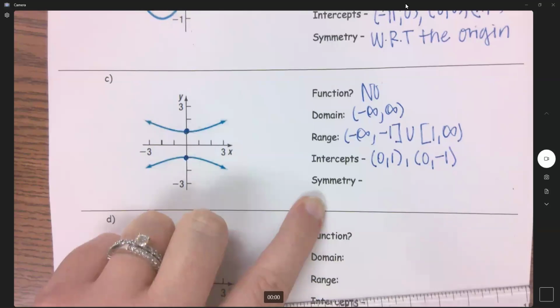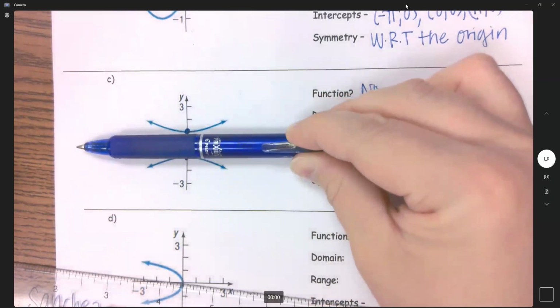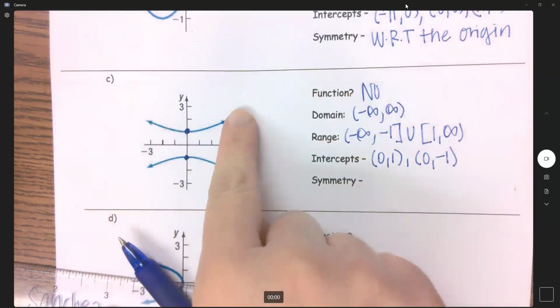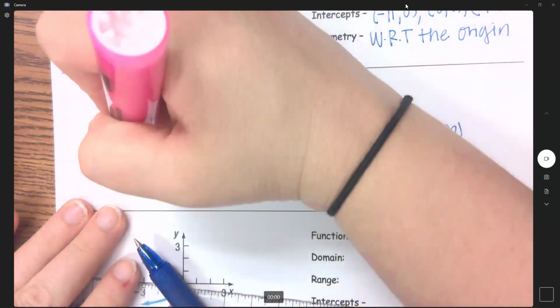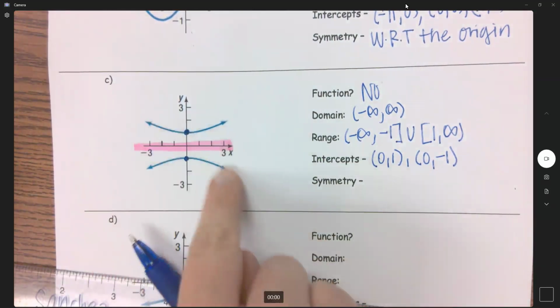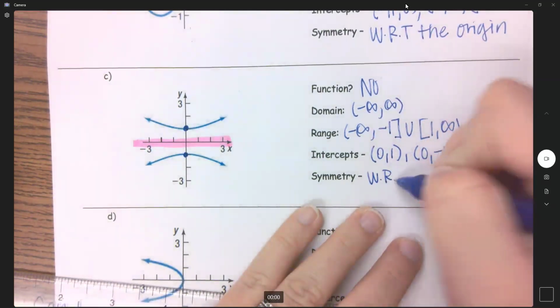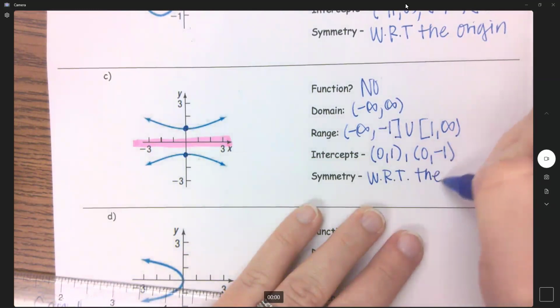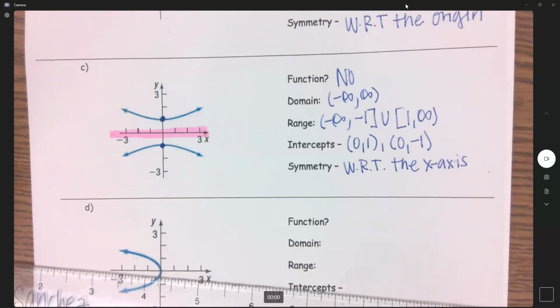Okay, symmetry. Starting with x, does it reflect across this x-axis? Yes. The top is the same as the bottom. I'll put in a line right here. The top mirrors the bottom. So we have symmetry with respect to the x-axis. We are not done though. You have to check all of your types of symmetry here.